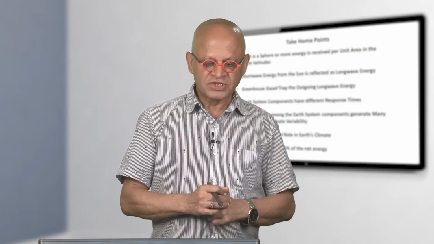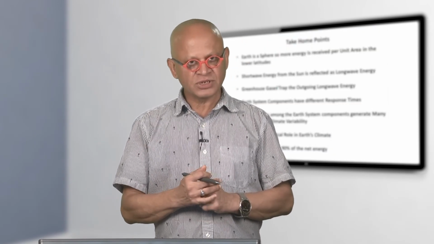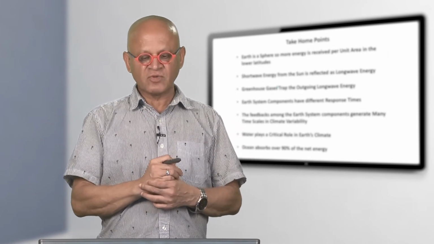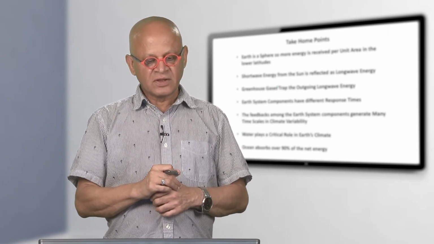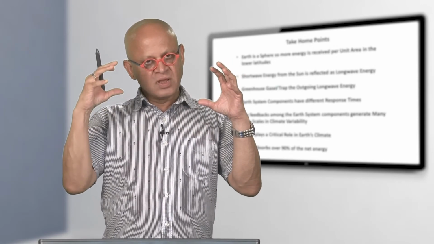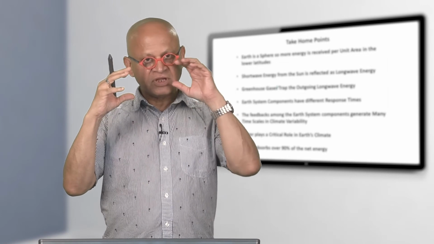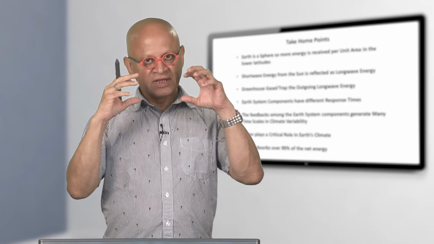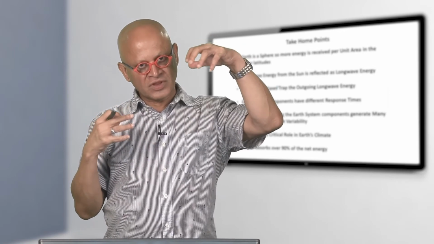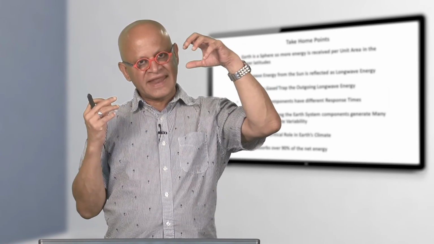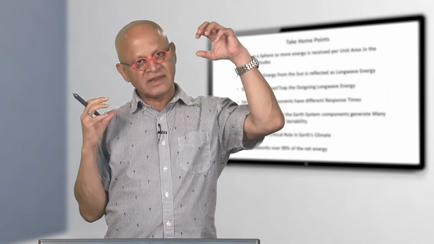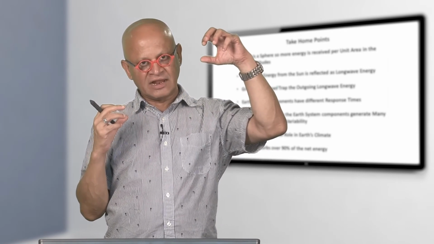So, this is basically a broad introduction to climate variability and climate change. Some of the take home points I want to re-emphasize are, Earth is a sphere. So, when sun's energy is coming in, more energy is intercepted per unit area in low latitudes, less energy at high latitudes. When you add ice and snow and the reflectivity, there is a net energy gain in low latitudes and there is a net energy loss at high latitudes.